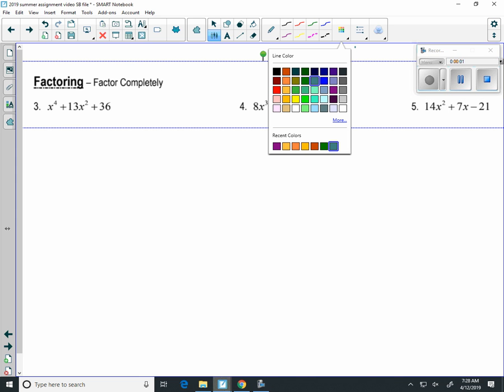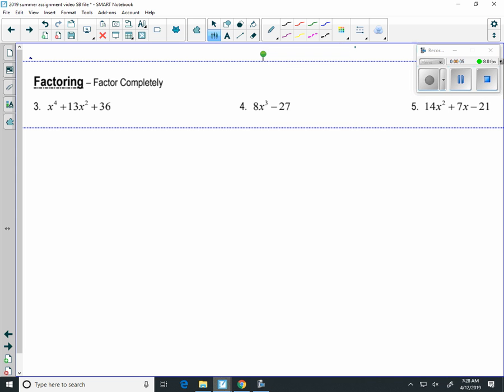All right, here's the factoring section. These are definitely some more complicated factoring situations than you may have seen regularly. This first one, x to the fourth. So don't be freaked out by this x to the fourth.